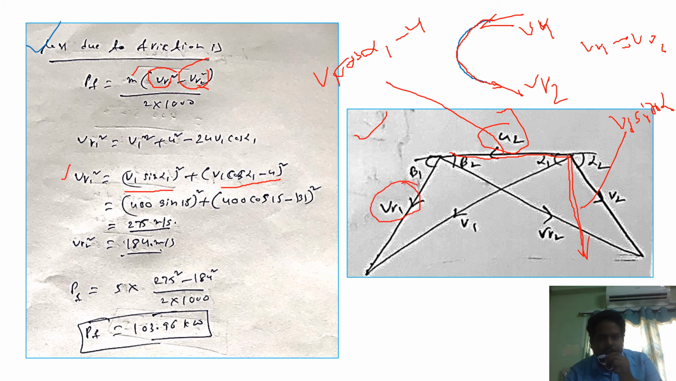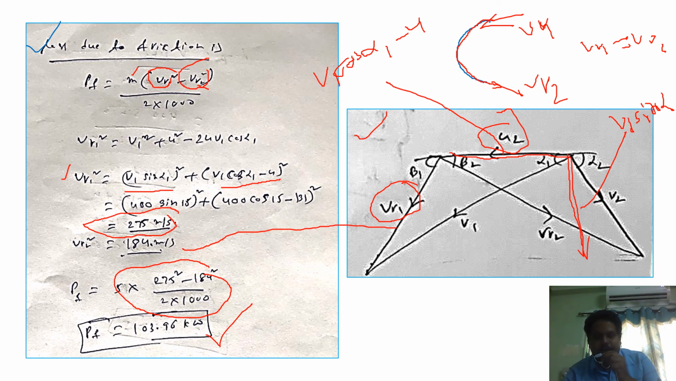Here we know all the values. Once you substitute, we will get the value of VR1 square. The same way, from the velocity diagram we can find VR2 square also. Now once you substitute the VR1 square and VR2 square values in the equation, we will get the friction. Frictional power equals 103.96 kilowatts.